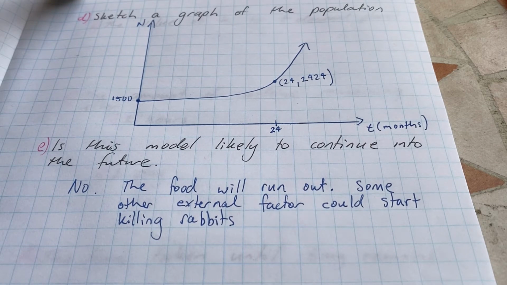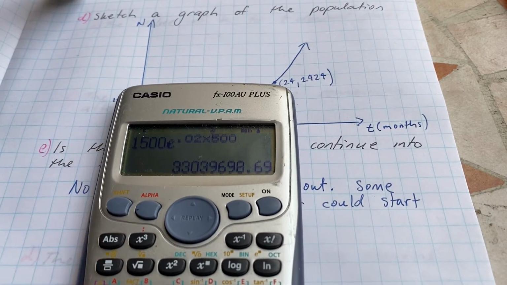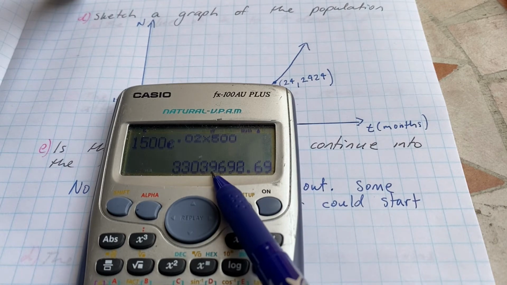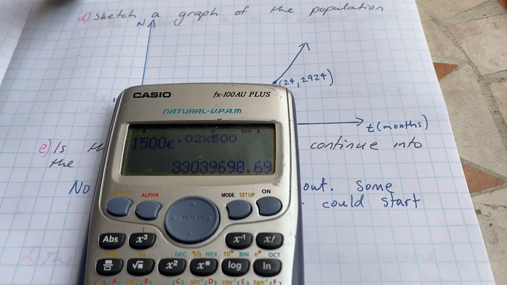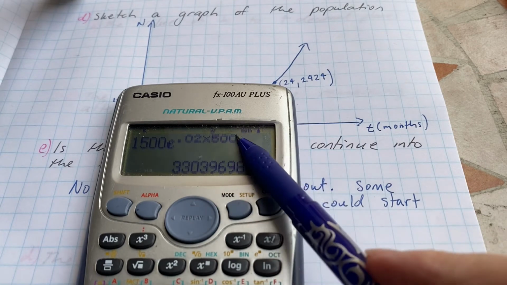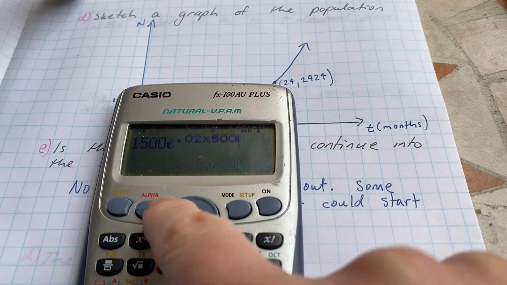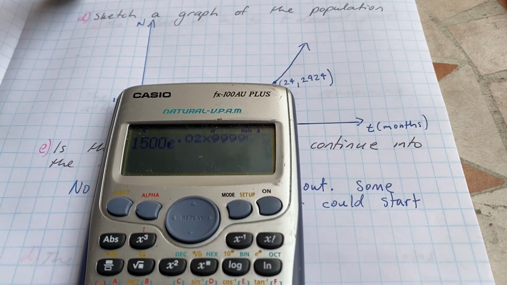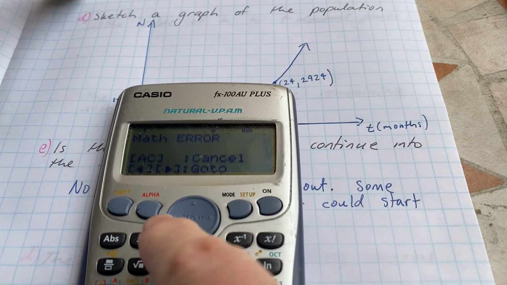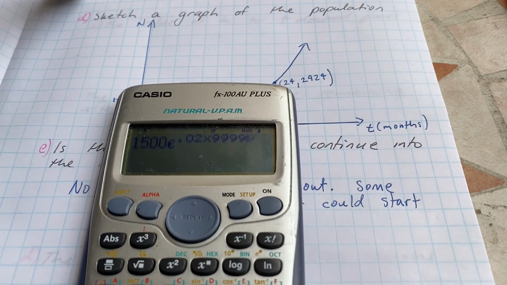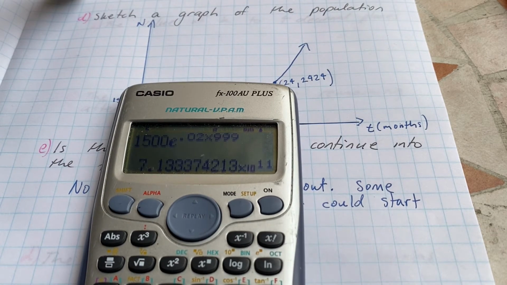If that model was to continue into the future, after 500 months, that's how many rabbits there would be. What's that? That's 33 million rabbits. If we go even higher, plug in higher numbers for t, for months, you'll see that it gets ridiculously big pretty quickly. So if I put in some 9s there, oh, maths error, just too big for the calculator to handle. Okay, 7 times 10 to the 11 when I go to 999 months.